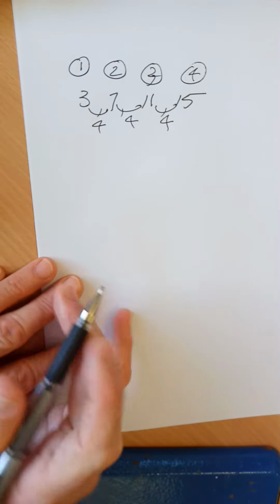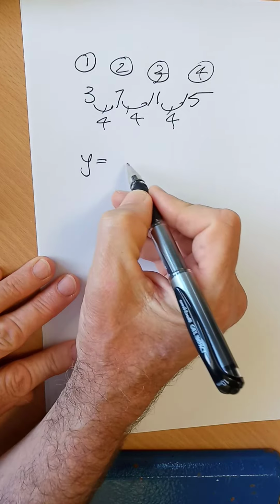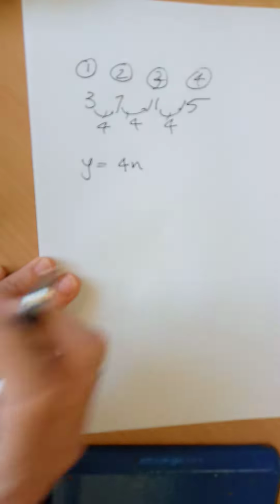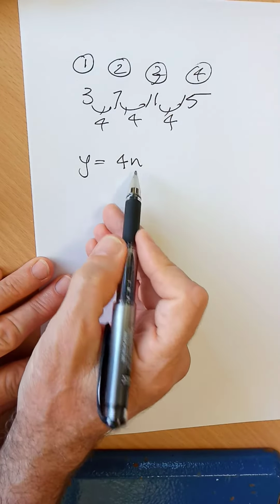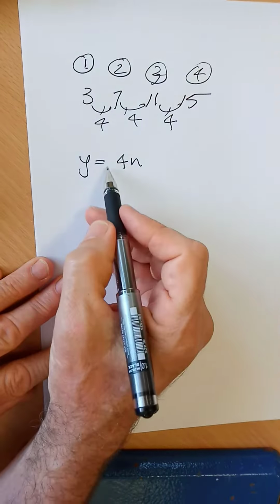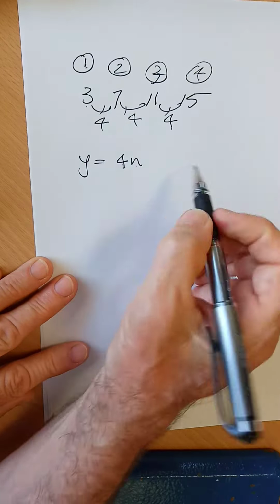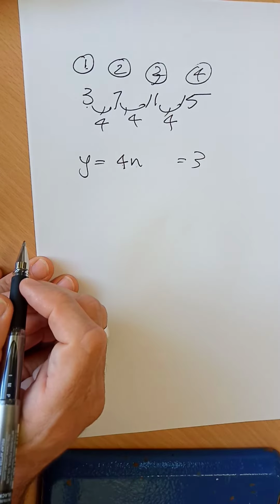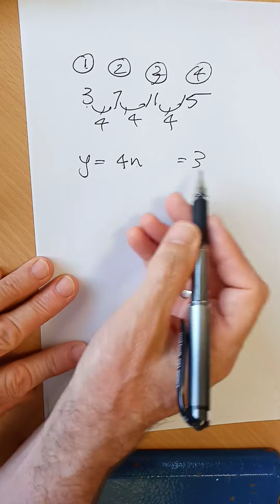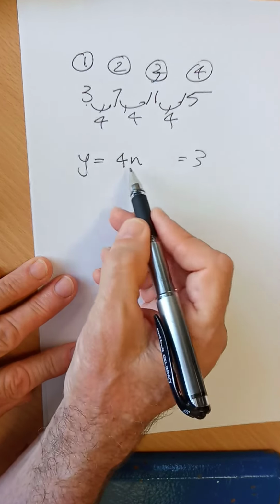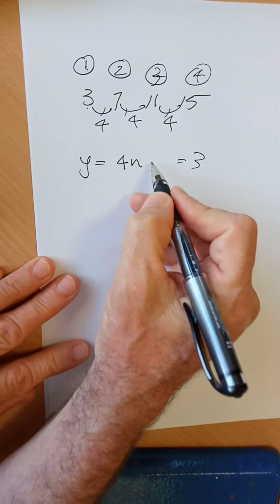So the first thing I do is I know the common difference is 4, so I'm going to start with y equals 4n. I'm using n instead of x. And I test it. Now, if n is 1, then 4 times 1 is 4, but y is 3. So that's not correct. But I have to add or subtract something in this rule to get that. So what would you subtract from 4 times 1 to get 3? 1.